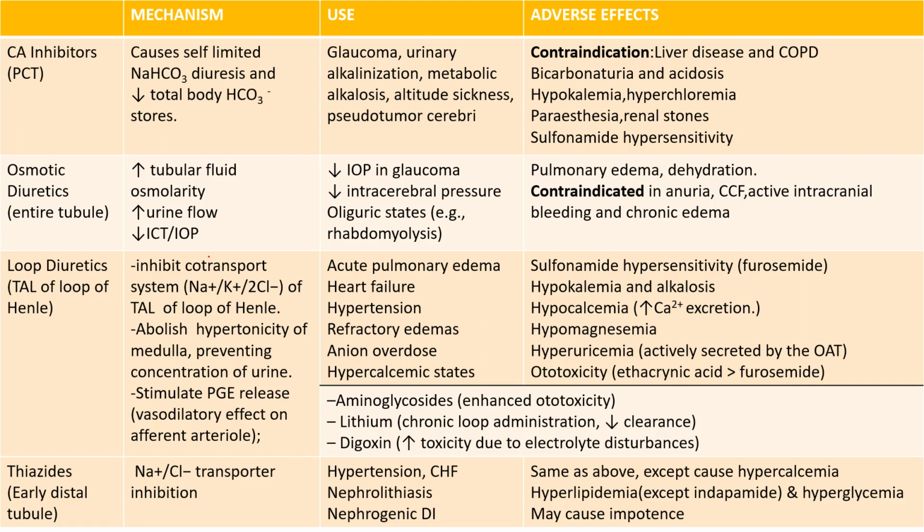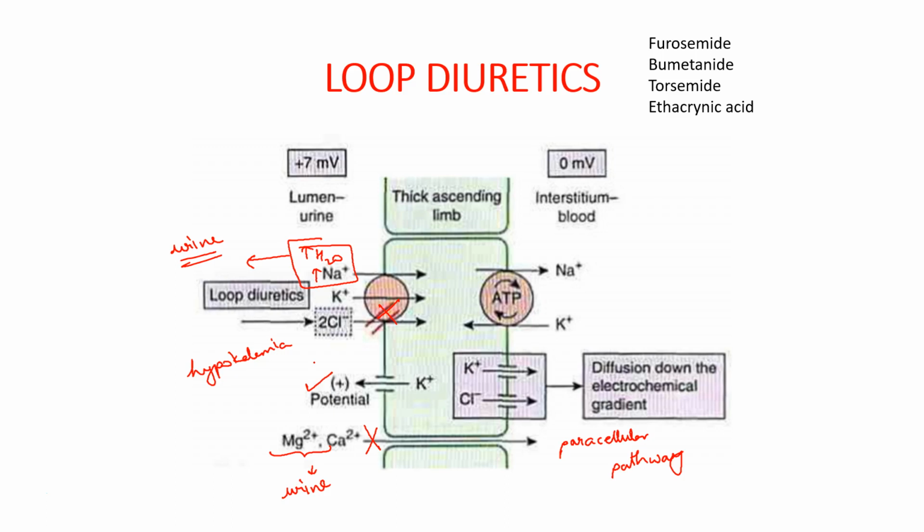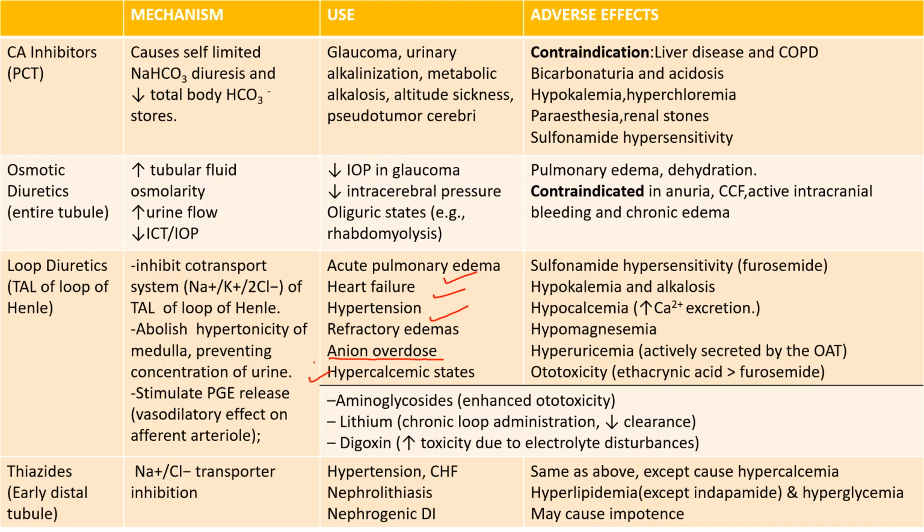So loop diuretics inhibit the co-transport system at the thick ascending limb of loop of Henle and abolish the hypertonicity of the medulla, because they affect the loop of Henle, which is responsible for the countercurrent system, which is responsible for concentration of urine. So they are useful in acute pulmonary edema, heart failure, hypertension, and in anion overdose, and also in hypercalcemic states, because you remember they are blocking the calcium reabsorption at the level of thick ascending limb.